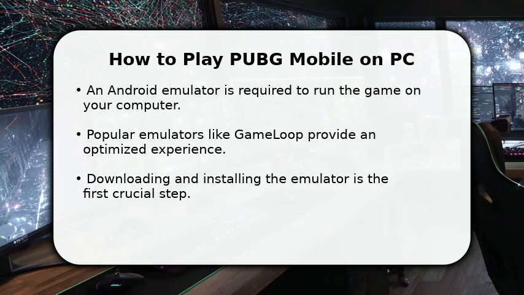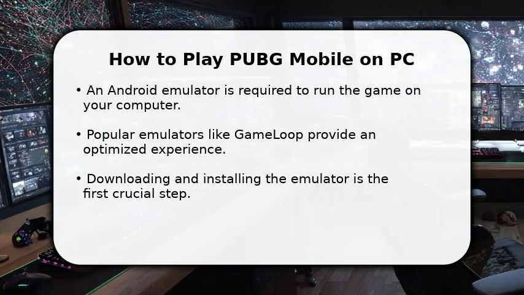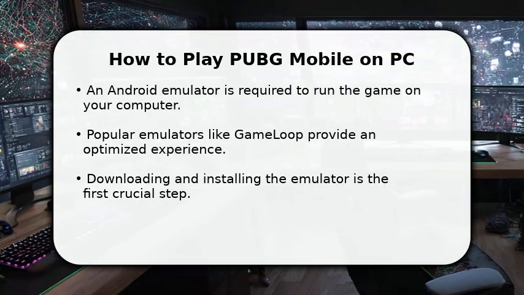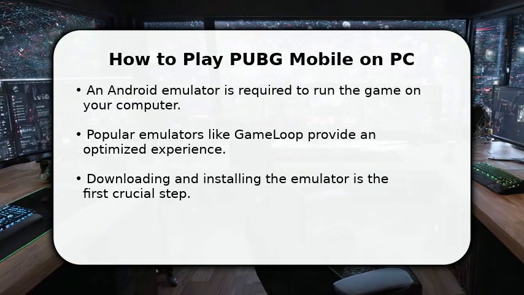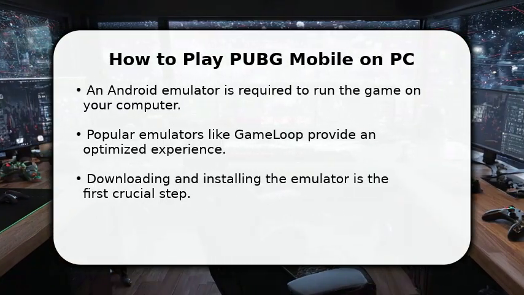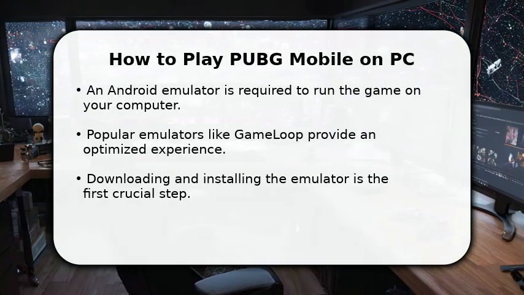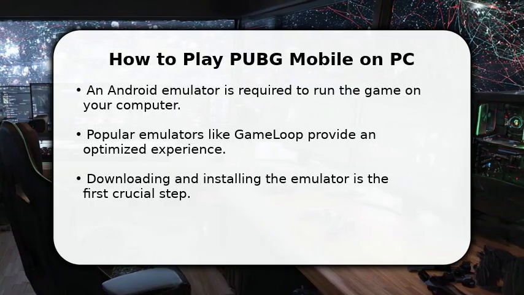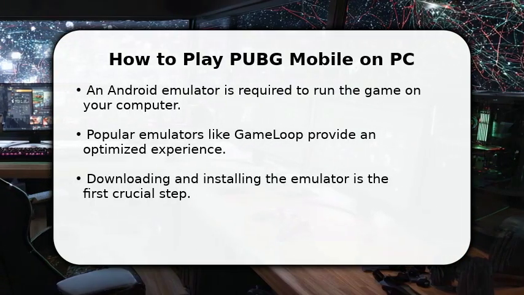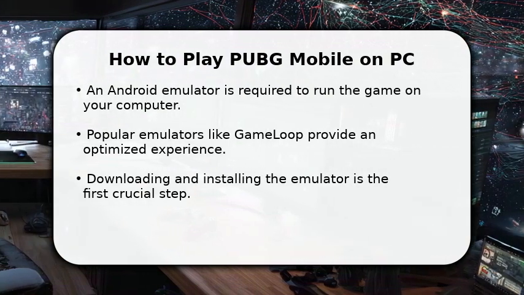In this video, I will explain how to play PUBG Mobile on PC controls. First, you will need an Android emulator, like Game Loop, to run the game on your computer. Download the emulator from its official website, ensuring you get the correct version for your system. After a straightforward installation, this software creates a virtual environment, allowing your personal computer to mimic a mobile device and launch the game seamlessly. It is the essential first step to getting started.